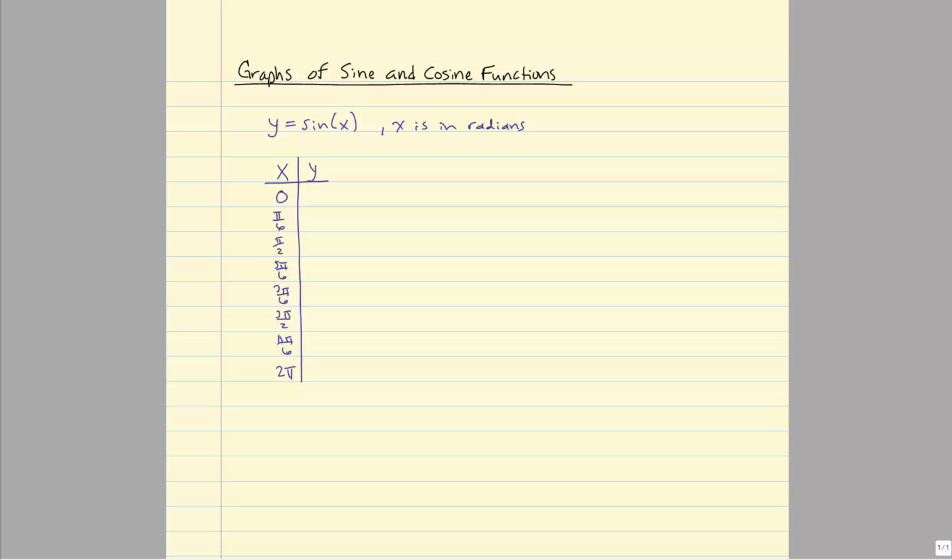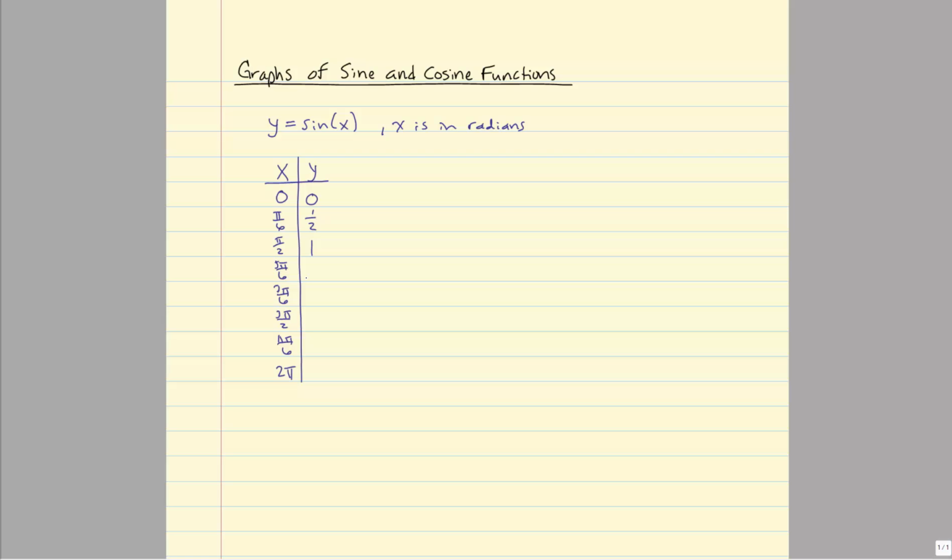a consistent interval. So to find out what the value is when I plug in x equals 0, the sine of 0 is 0. So this creates the ordered pair (0, 0). The sine of pi over 6 is 1/2. That's why I chose pi over 6, because if I had chosen pi over 4, I would have had square root of 2 over 2 and needed to find a decimal approximation. The sine of pi over 2, and again these are ones that we have memorized, is 1.